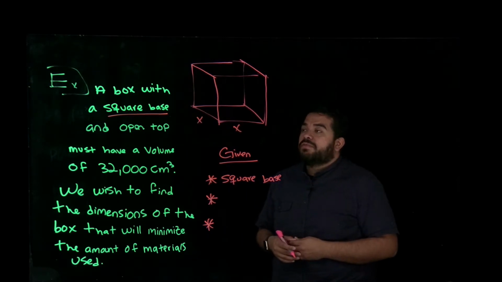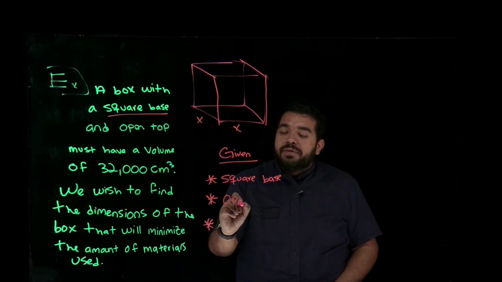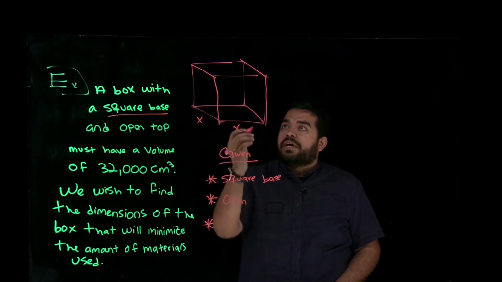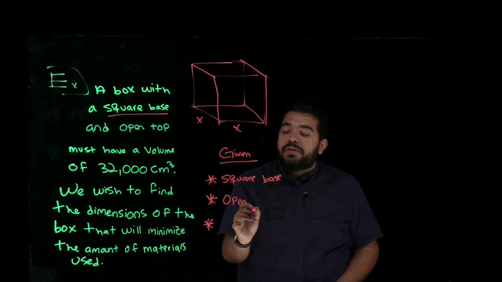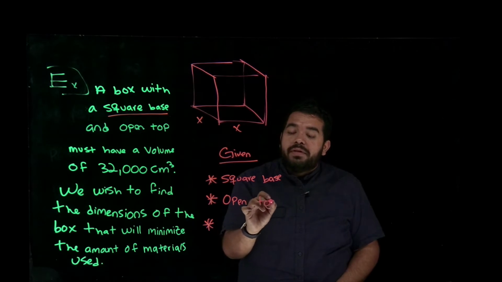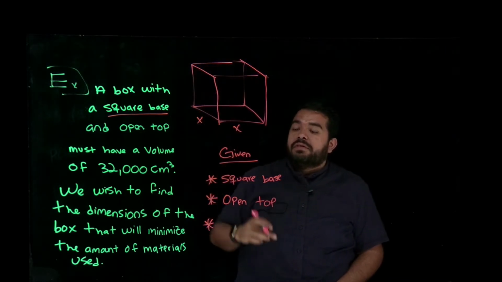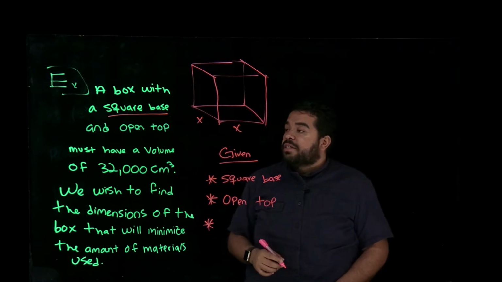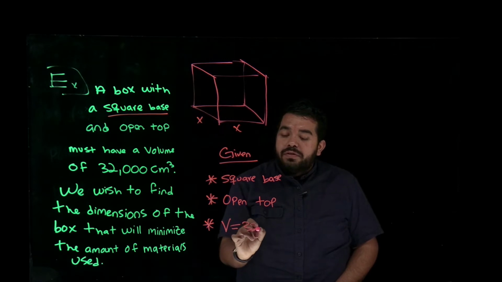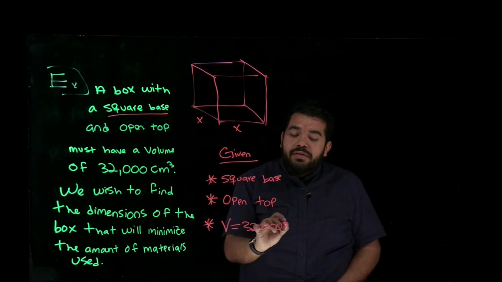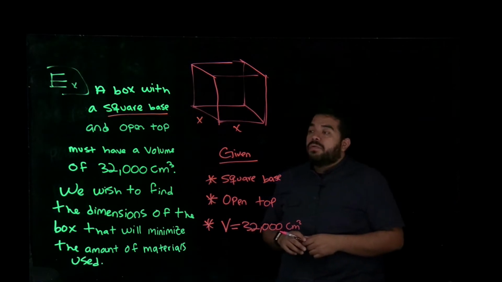The next thing that we have to consider is open top. This is important because it's going to help us out with figuring out what we have and what we don't have for this problem here. So open top, that means that this portion here of this box is missing here. And the last thing that I see here is the volume is equal to 32,000 centimeters cubed.